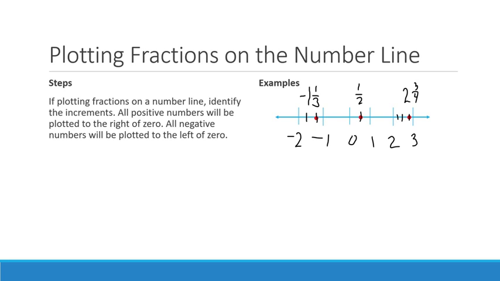Here we have 1/2. It's a positive, so it's going to be between 0 and 1. And I've got 2 equal parts. 1/2 would be right in the middle. Lastly, I have 2 3/4. Again, this is a positive number, so it's going to be between +2 and +3. My denominator is in fourths. I can visually divide this into fourths, 1/4, 2/4, 3/4. And so I would plot my point here, 2 3/4.